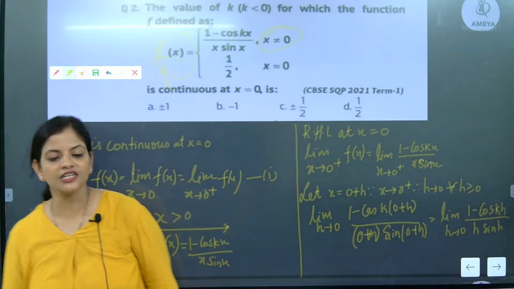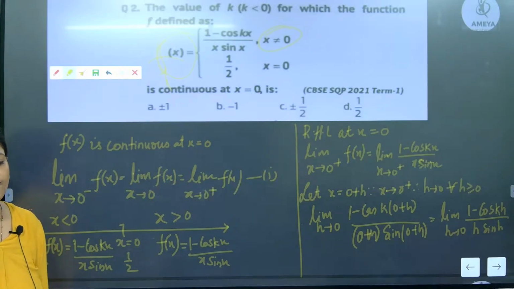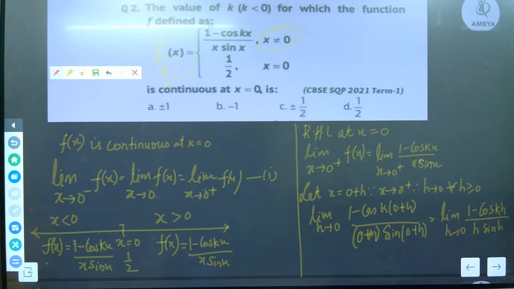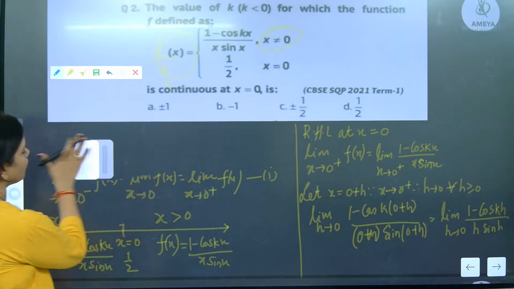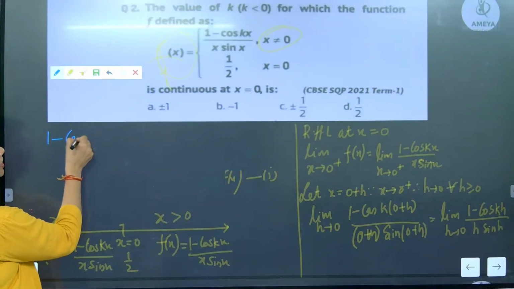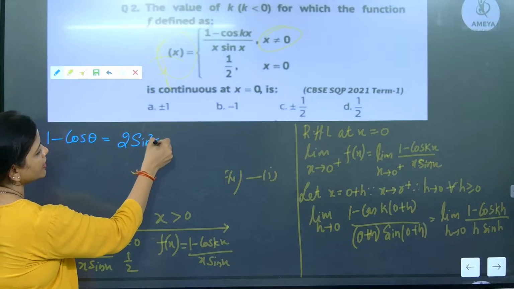What is the formula for 1 minus cos theta, children? The formula for 1 minus cos theta is 2 sine square theta by 2. I am just removing this section which I have already written because I have to solve here. So what is the formula for 1 minus cos theta? It is 2 sine square theta by 2.